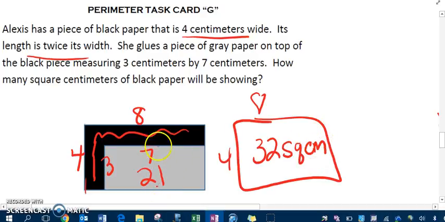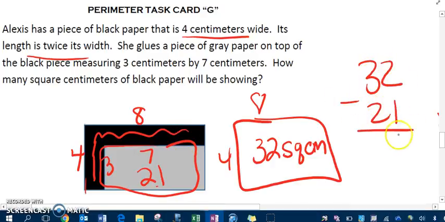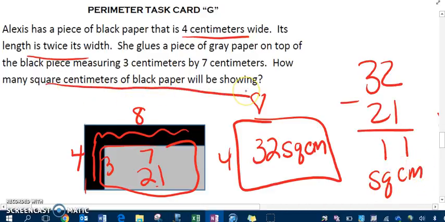32 square centimeters, and it's being covered up by 21. So 32 minus 21 would be 11 square centimeters. That's how much of the black paper is still showing.